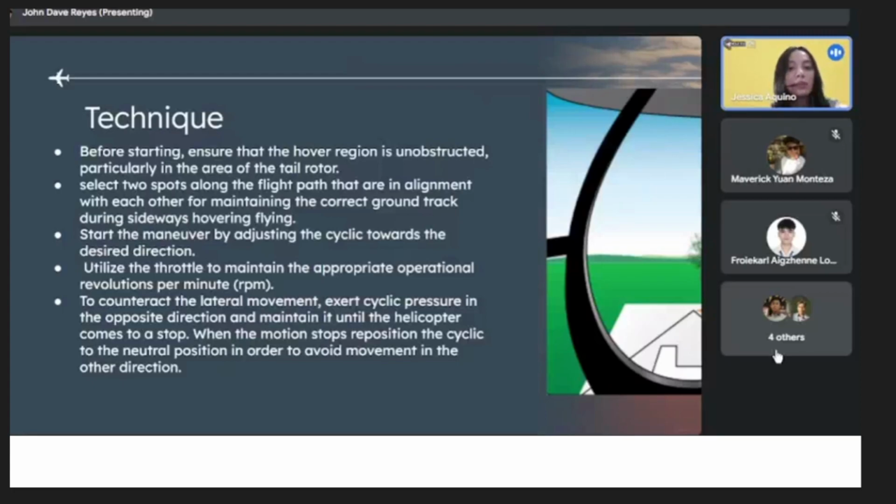To begin the maneuver from a normal hovering height, apply cyclic toward the side in which the movement is desired. Again, as the movement begins, return the cyclic back to its neutral position to maintain the low ground speed. To counteract the lateral movement, exert cyclic pressure in the opposite direction and maintain it until the helicopter comes to a stop. When the motion is stopped, reposition the cyclic back to its neutral position in order to avoid movement in other directions.